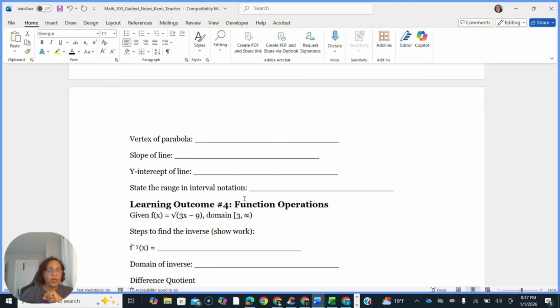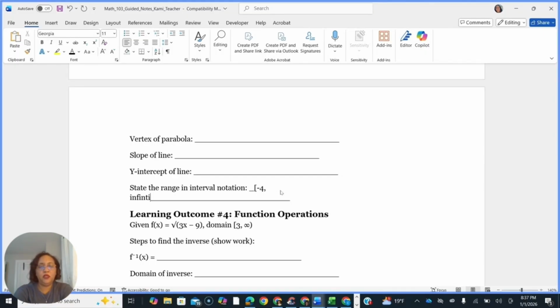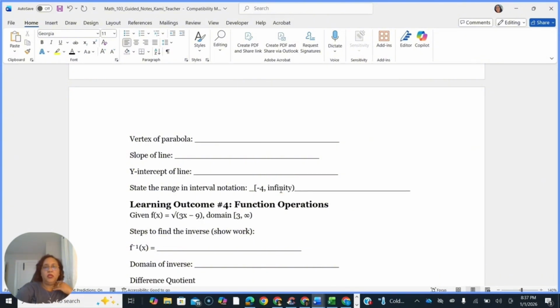So you use a bracket. I think I can actually put that in here. So -4, comma, to infinity, and just use the infinity symbol. So I'll just write the word infinity, like that. But you can just put the symbol in there, infinity. Okay.